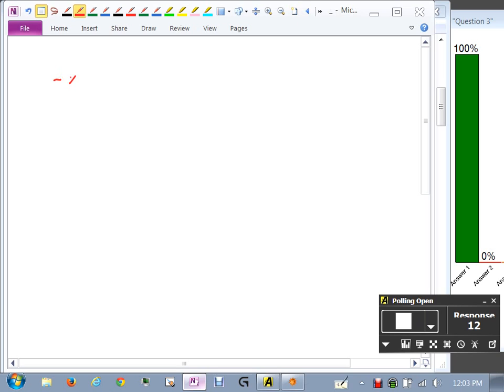Negative x, the original function was this. And then x squared minus x minus 30. And the question becomes, what happens when x gets really, really big? So let's just consider this for a second. If this number gets really, really big, look at this almost like a polynomial just by itself.